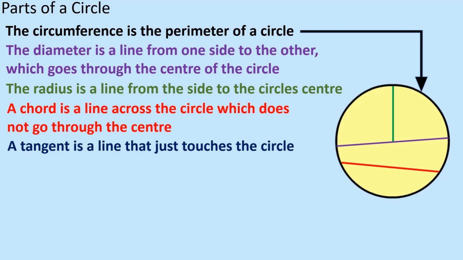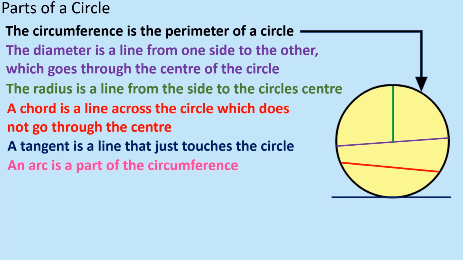A tangent is a line that touches the circle on the outside. It literally just touches it. So there you go. And an arc is essentially a chunk or a small portion of the circumference, something like that. It could be any length or any part of the circumference, but it's classed as an arc. So not a full circumference, so an arc.